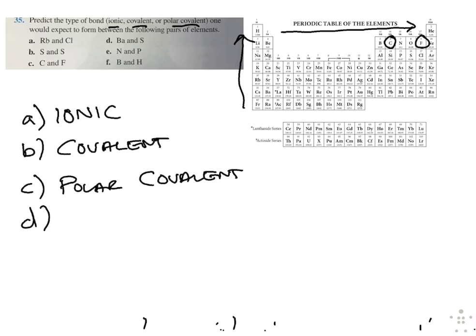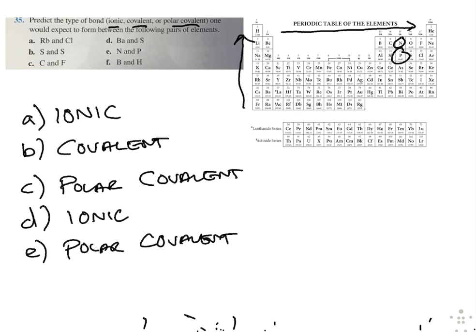D, we got barium and sulfur. Now barium is a metal. Sulfur is a nonmetal. They're very far apart from each other on the periodic table, so I think this is going to be ionic. And then E, we've got nitrogen and phosphorus. Both nonmetals, but they're not the same nonmetal. So I think you can see where I'm going with this. There's a difference in electronegativity there. Not as much as ionic, but there is a difference. And since they're both nonmetals, we're going to predict that this is polar covalent.